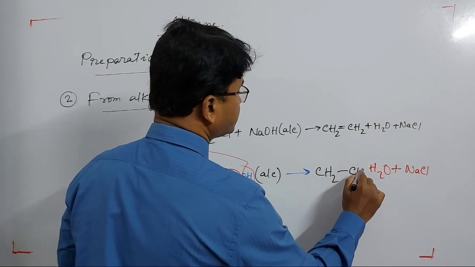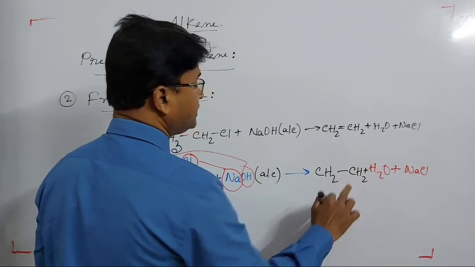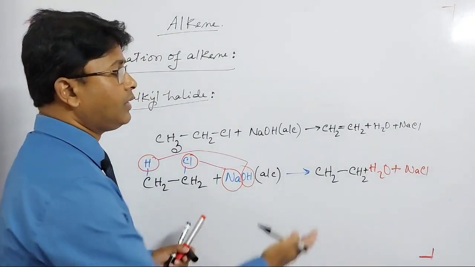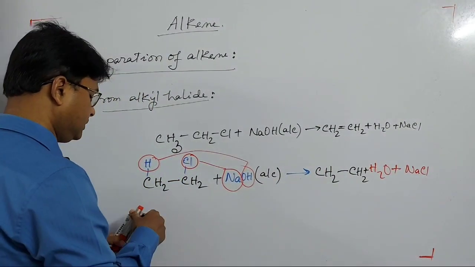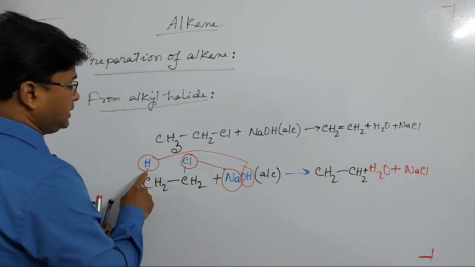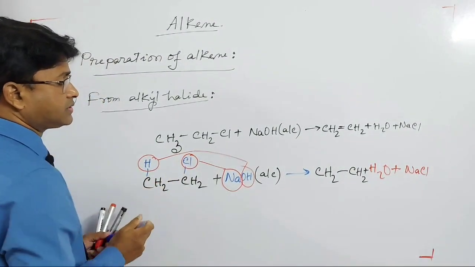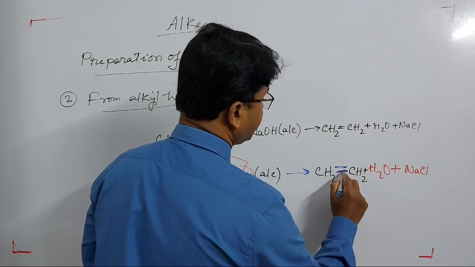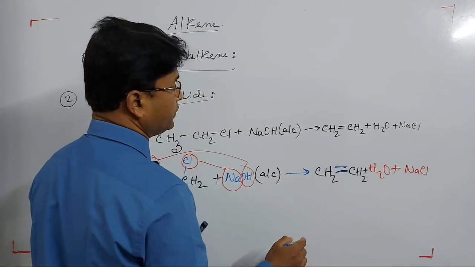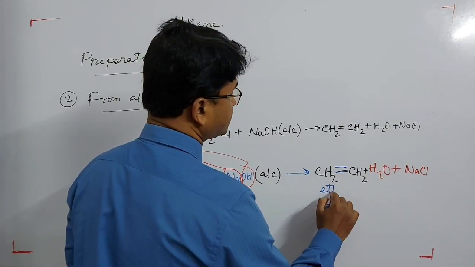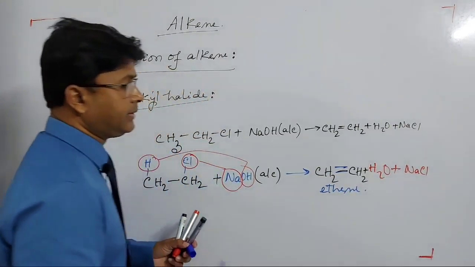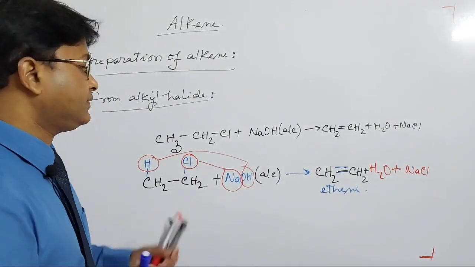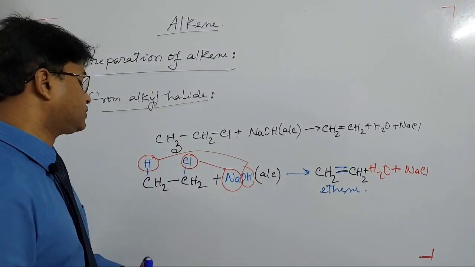CH2 bond CH2. Dear students, I have given here only one bond, and this bond is actually formed previously, but newly the two bonds are broken to form another new bond. That's why it will be CH2 double bond CH2, and the name of this compound is ethene. This is actually the bond breaking and forming process of this reaction, dear students.